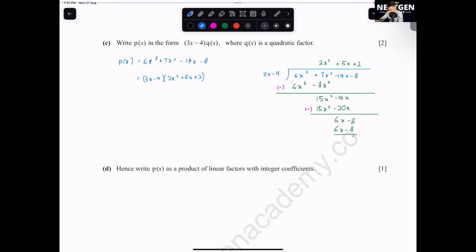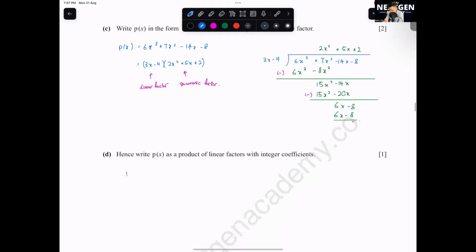Okay, question D. Hence, write p(x) as a product of linear factors with integer coefficients. Okay, you all have to know that this is called a linear factor. Here is called your quadratic factor. So all you need to do is go and factorize it further. You can use a calculator to just double check your values also, to make sure that this part here is correct. Okay, so you'll get 3x minus 4, 2x plus 1, then x plus 2.